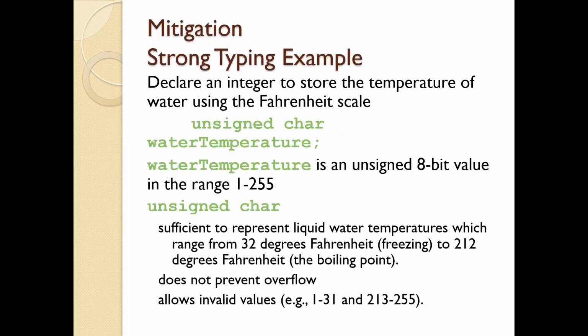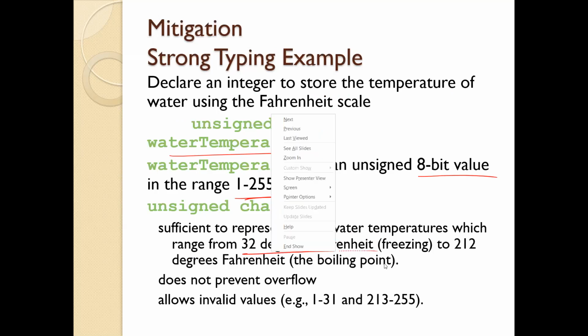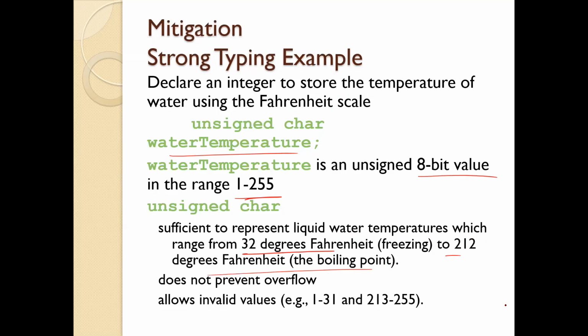All right. So another example here is another way of declaring what I had said before, declaring data types. So you can declare an integer to store the temperature of water using the Fahrenheit scale. You would say something like unsigned char water temperature, where water temperature is an unsigned 8-bit value in the range of 1 to 255. That is sufficient to represent liquid water temperatures ranging from 32 degrees Fahrenheit to 212 degrees, which is the boiling point.